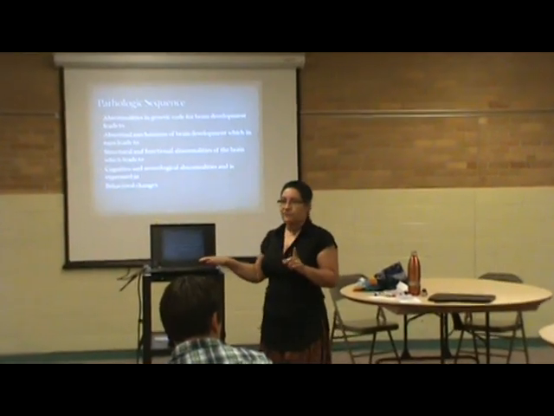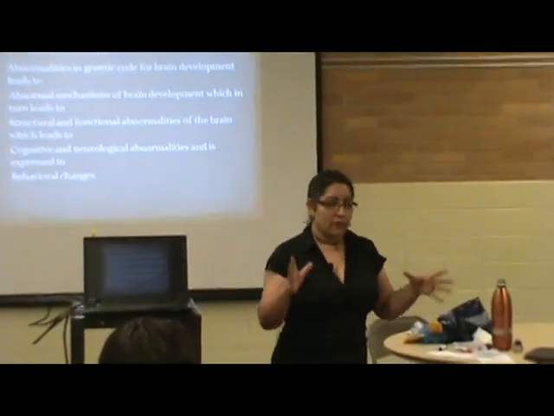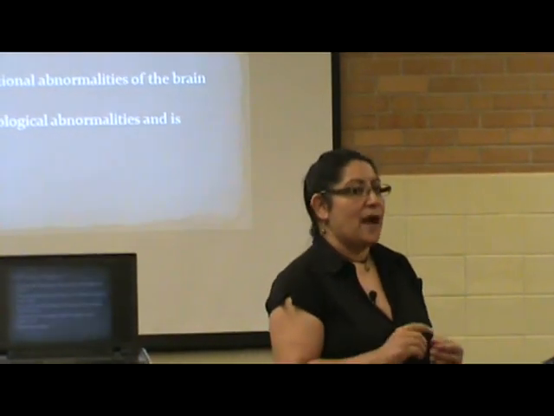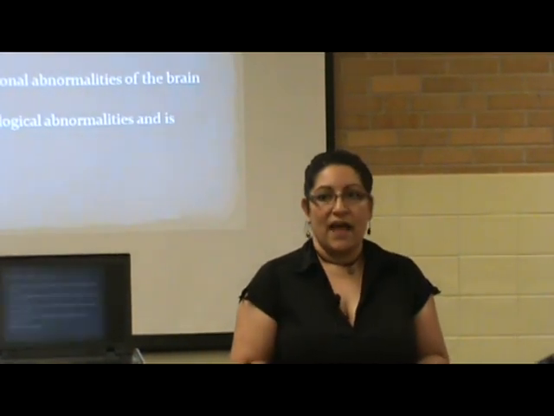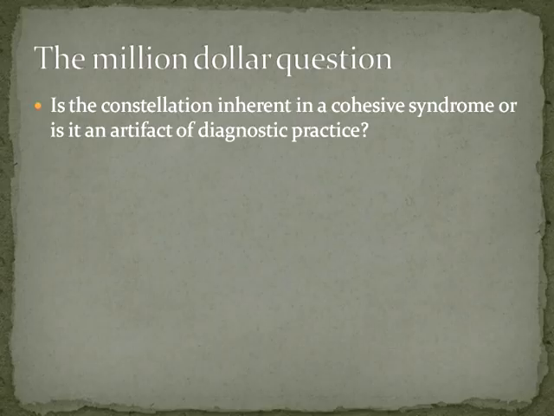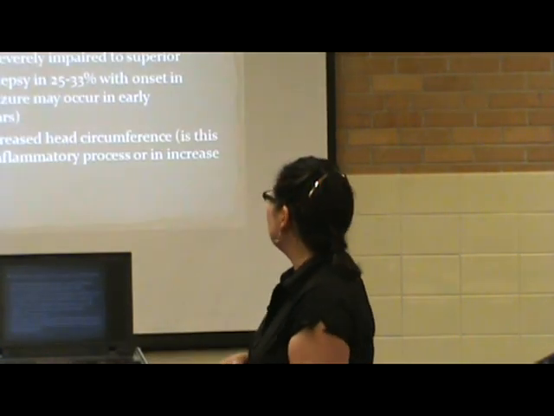And the brain not so efficient. One of the things you'll see with our students is they've got great brains and they're working, but they're not very efficient. Things happen very, very slowly, and they tend to be very, very distracted. So we need to have efficient mechanisms. Here's the million-dollar question. Is the constellation inherent in a cohesive syndrome, or is it an artifact of diagnostic practice? We'll talk about that in a moment.